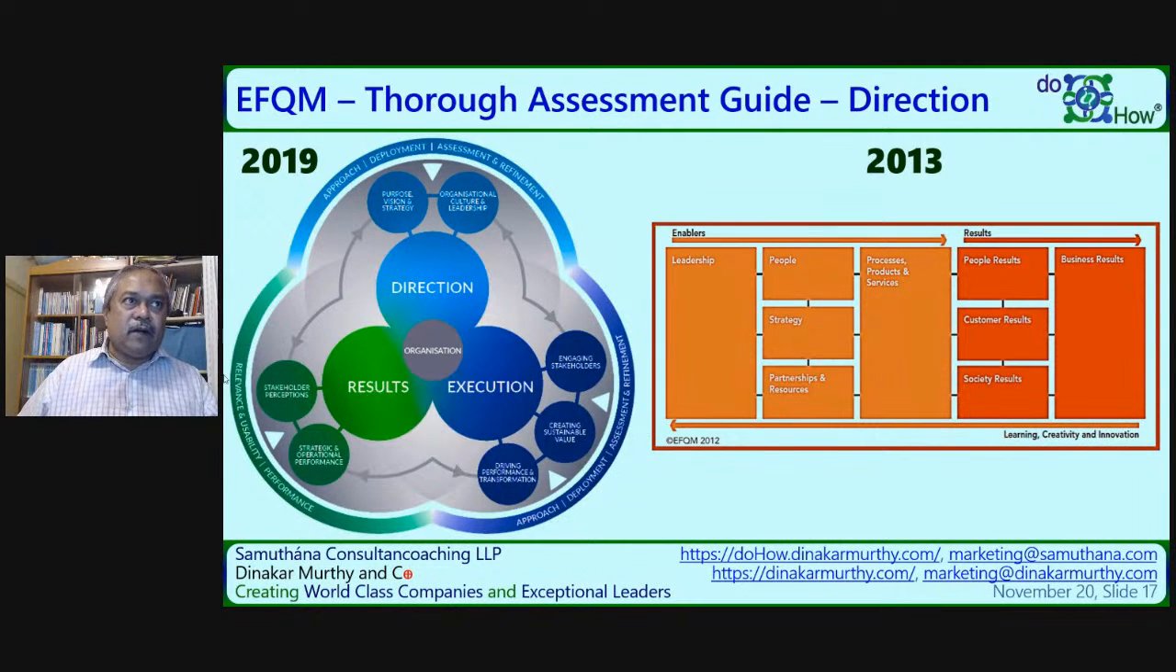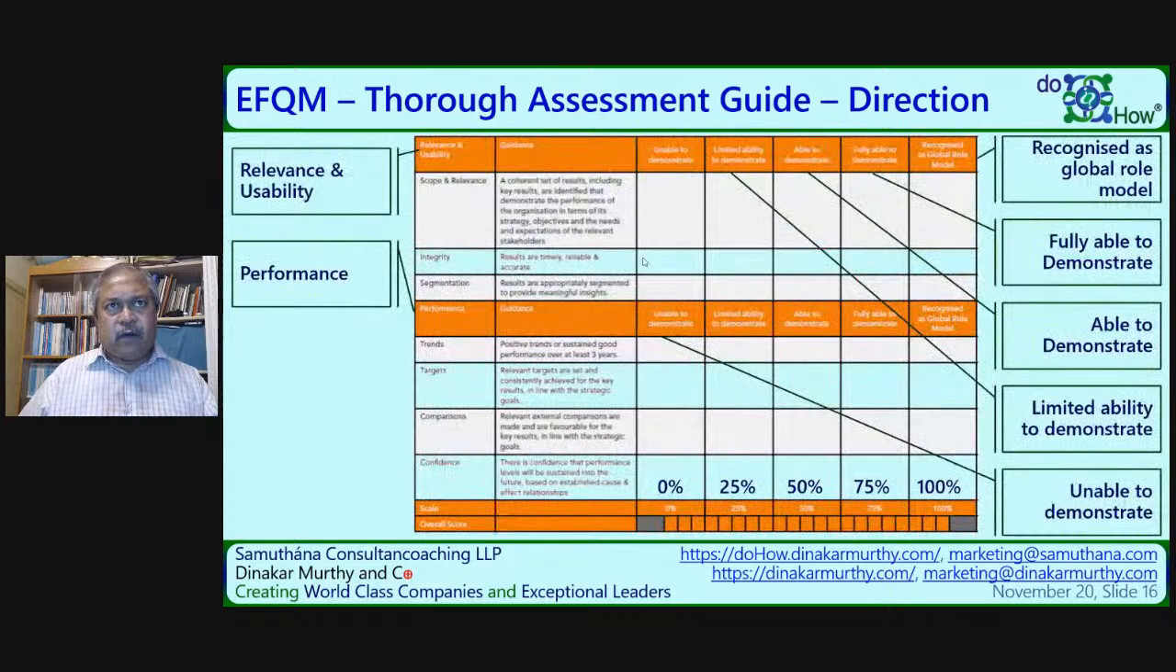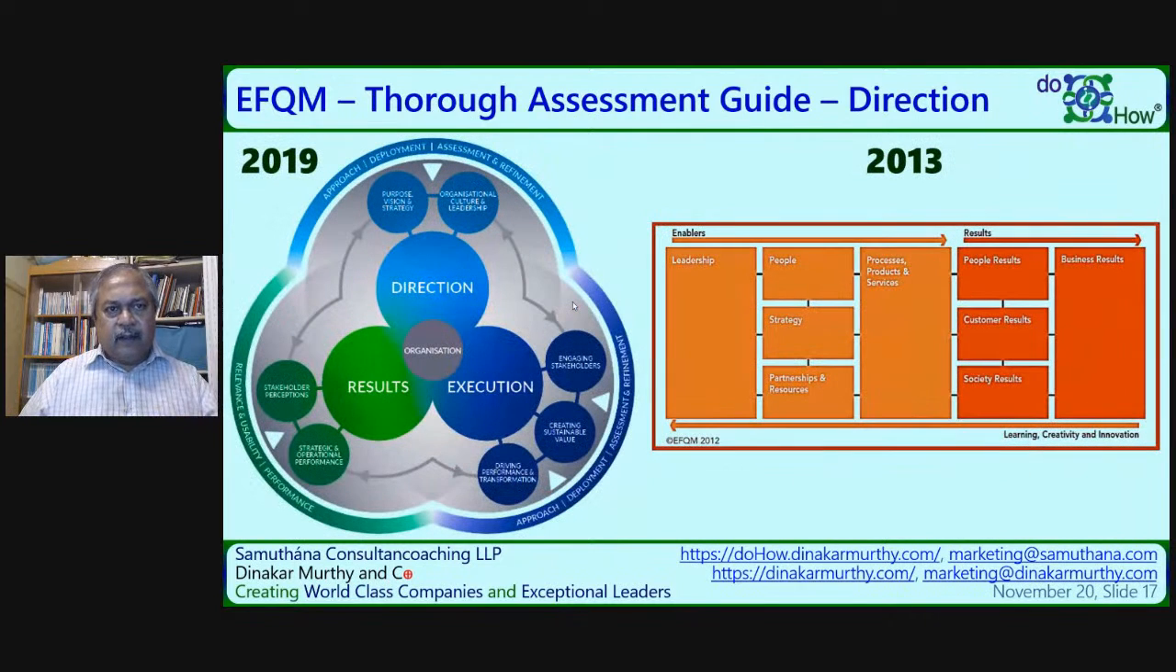Tomorrow, I'll be talking about the new model, the 2019 model. First, I'll explain the model in detail. Then I'll talk about assessment, which is the same as what we used to do earlier. The only difference is that the text may have changed a little, but that doesn't make a big difference. What is important is that the foundation, the basic model itself, has changed. That's what I'm going to talk about tomorrow.